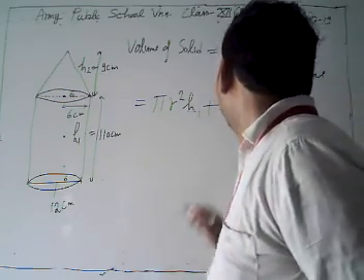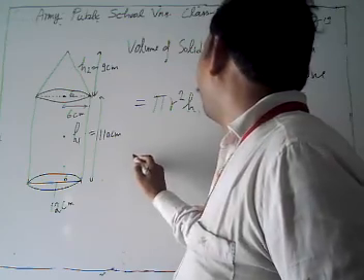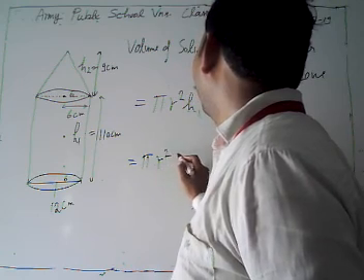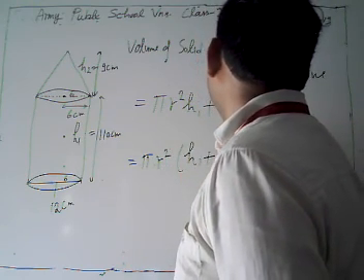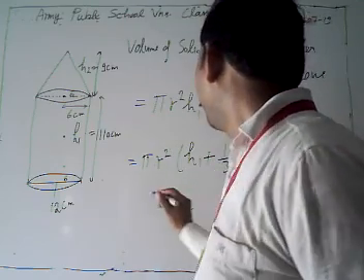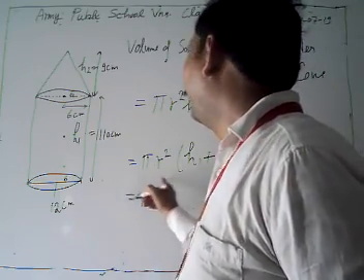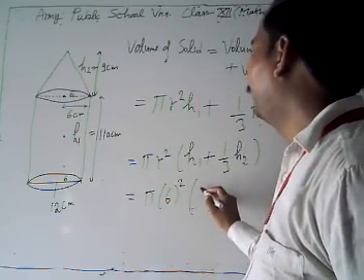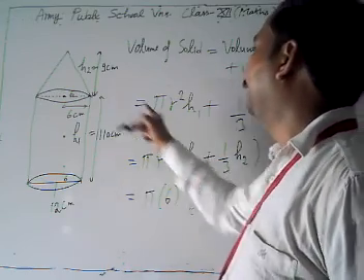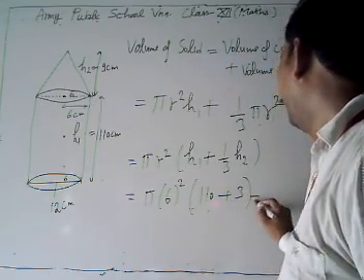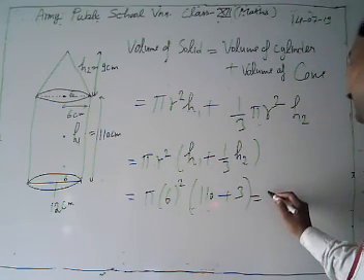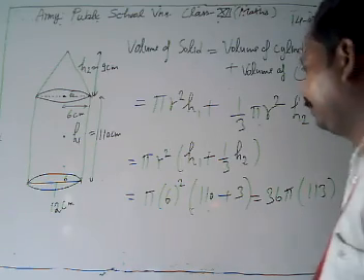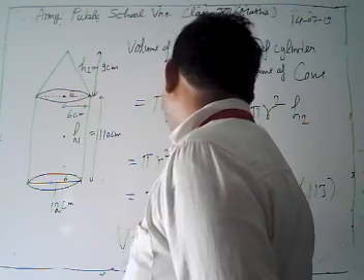Now we take out pi and r square common, because r is the same in both cases. Pi r square, then we have h1 plus 1 by 3 h2. Then pi, r is 6, so 6 square, h1 is 110, and h2 by 3, 9 by 3, we get 3. Then what do we get? 6 square is 36 pi into 113. Now this is our volume of solid.